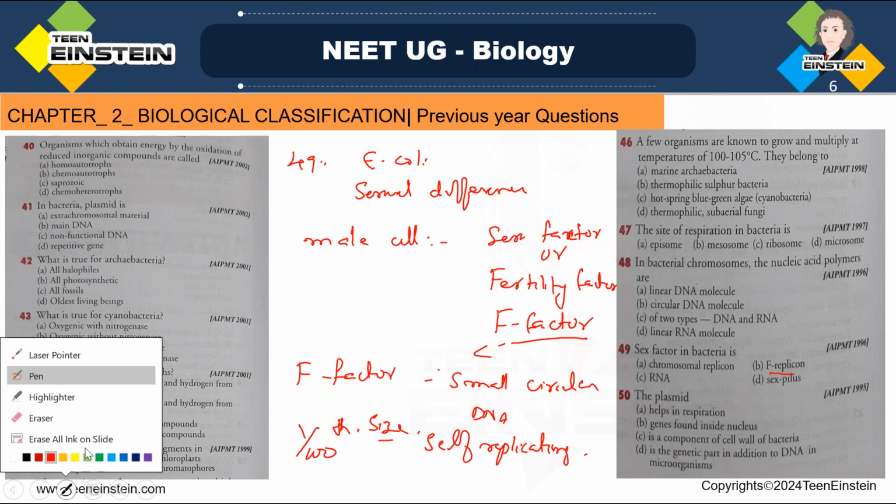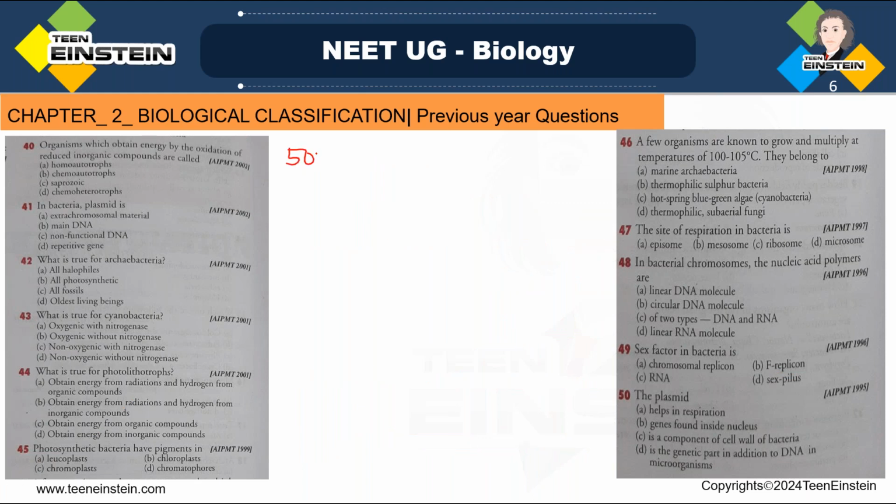Next, question number 50. You can say it is about the plasmid, and here you are getting 4 options. Plasmid helps in respiration; genes found inside the nucleus; plasmid is a component of the cell wall of bacteria; and the genetic part in addition to DNA in microorganism. Right? So we know what a plasmid is. Plasmid is a very small self-replicating extra chromosomal material in bacteria.